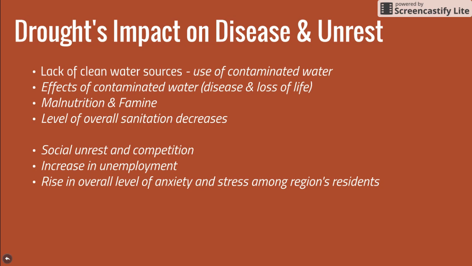A region experiencing drought is likely to face civil unrest to some degree. As food sources and confidence diminish, strong survival instincts will begin to appear as the population will have to compete for available resources. As production rates decrease, the region may experience a rise in unemployment rates. This will contribute to a rise in the overall level of anxiety and stress among the population.